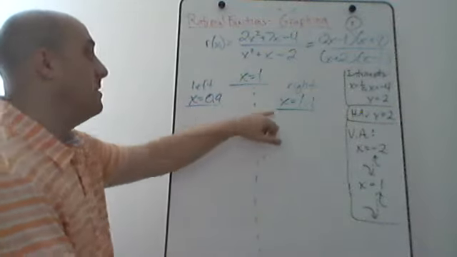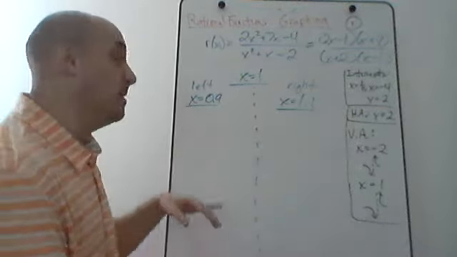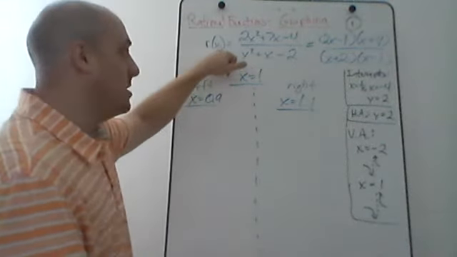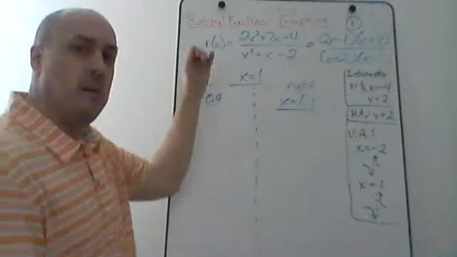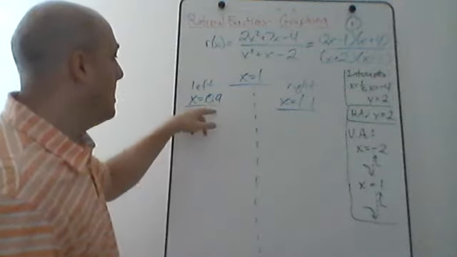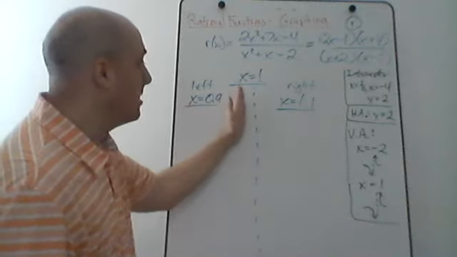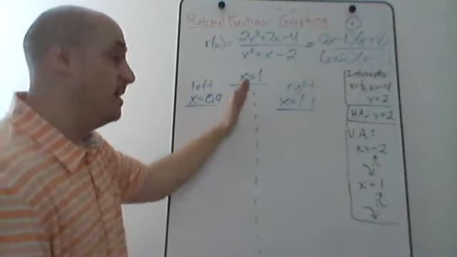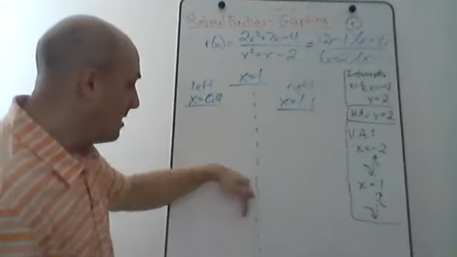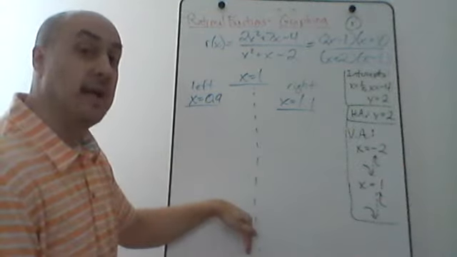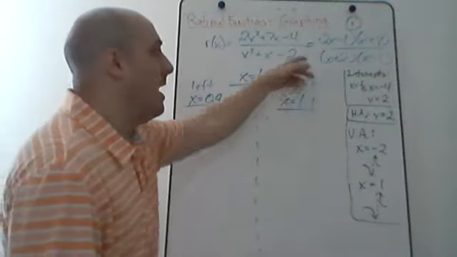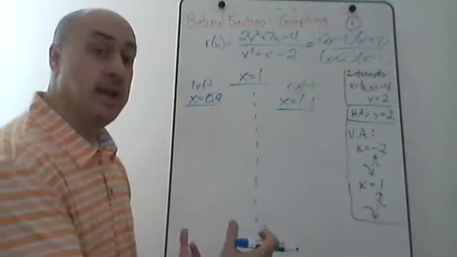What I do with these numbers is use them as my test points. I take x equals 0.9 and plug it into my function to see whether it gives me a positive number or a negative number. If it's positive, the graph on this left side is going to go up towards positive infinity. If it's negative, the graph on the left side of this line is going to go down towards negative infinity. So all I really care about is whether plugging in 0.9 gives me a positive or a negative number.